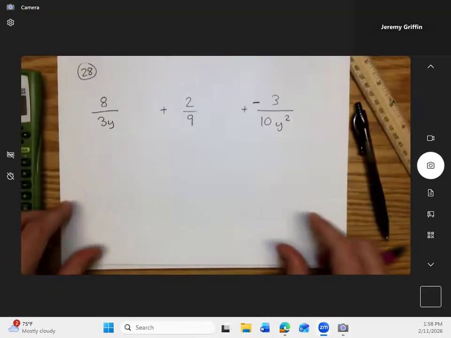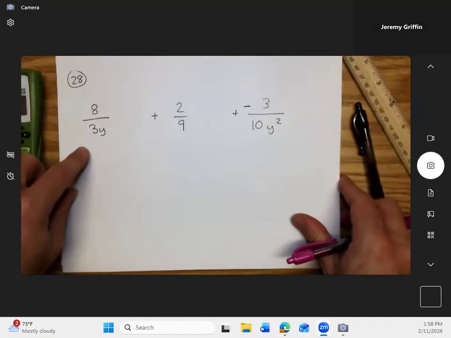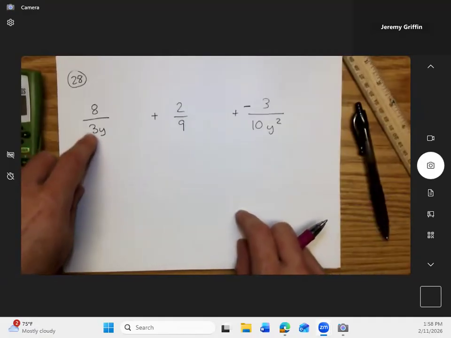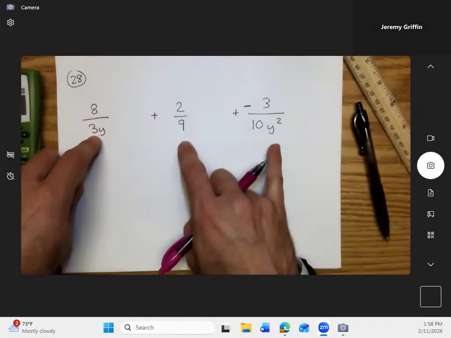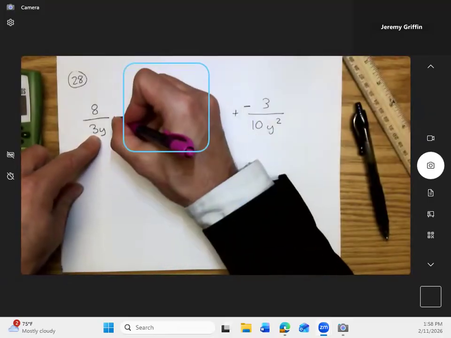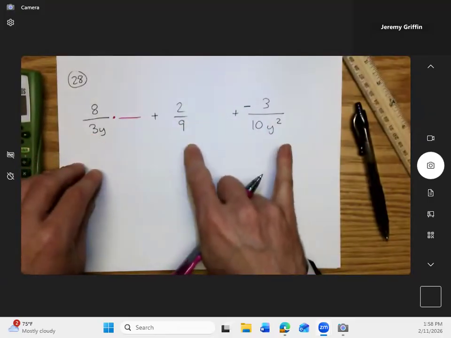All right. So I'm going to get it from that last example. Help you out. This 3y right here needs what? What should I multiply top and bottom by so that I can make a common denominator with these other fractions?